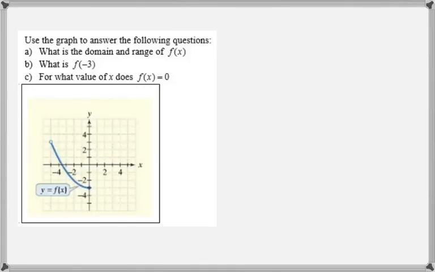The point of this problem is to make sure that you understand the difference between the domain and the range of a function. In this particular problem, we're given the name of the function, f of x. And when you see a graph that has both y and x on it, typically speaking, we think of y as being a function of x, y equals f of x.